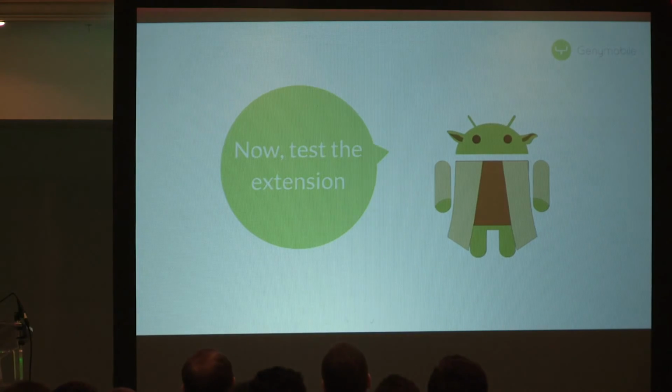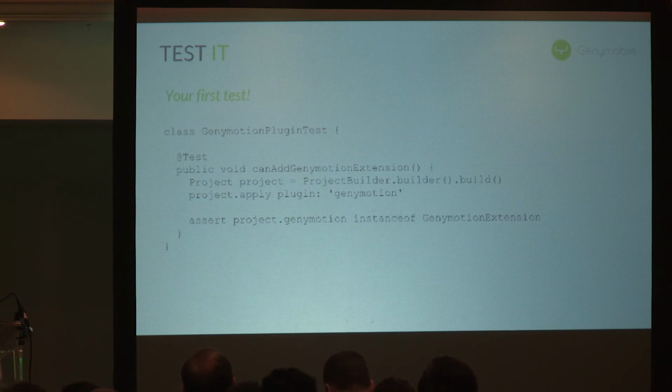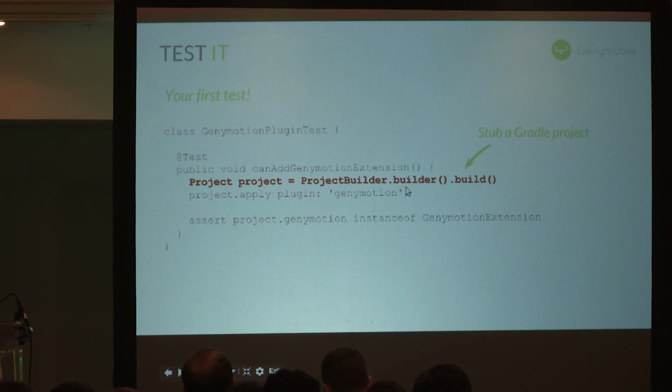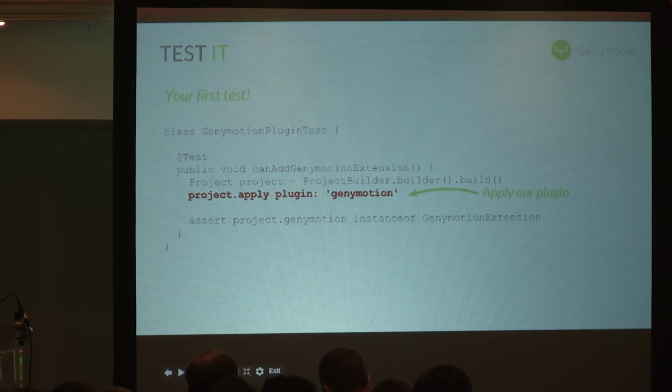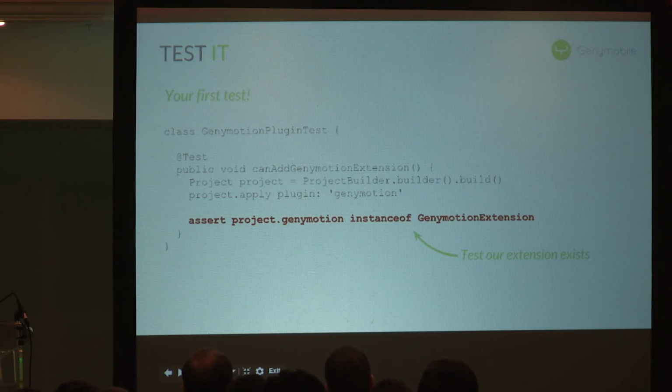So we don't care about this; this is how we add the JUnit library to your project. Now we test the extension. This is our test class, and we are creating our stub project, calling ProjectBuilder.builder().build(). You get your stub. Then into this project you apply your plugin, and then you do a small assertion. This is a very simple example, right? Project Genymotion. So I'm testing that the extension is of the right type. You get it? You can do many other things, but you have the bootstrap. Now it's your job to improve it.